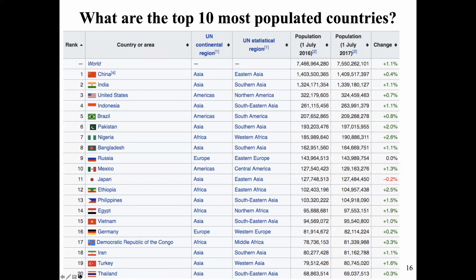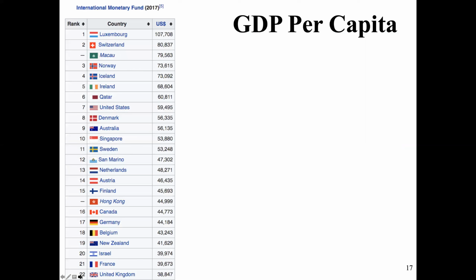These are just the most populated countries in the world. So China has the largest population, but they don't have the highest GDP because their GDP per capita is lower. These are the countries with the highest GDP per capita in the world as of 2017. Luxembourg, Switzerland, Macau, Norway, Iceland are up there near the top. The US is about 7th. So in terms of major, massive countries, we have the highest GDP per capita in the world.